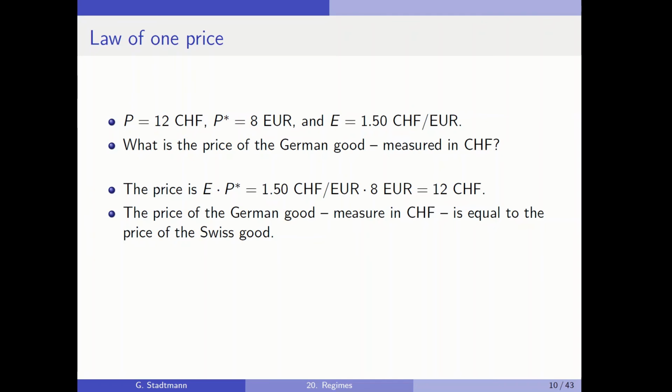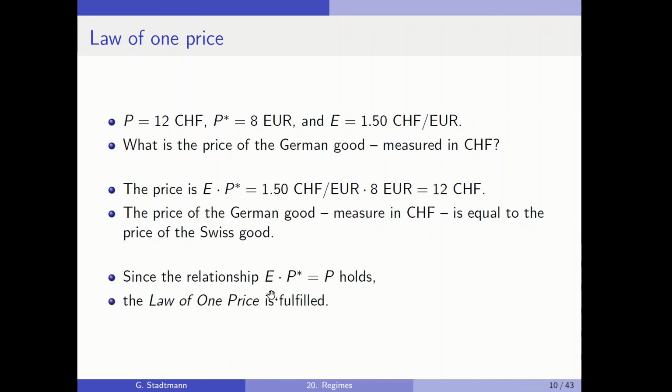The price of the German good measured in Swiss francs is equal to the price of the Swiss good. And since this relationship, exchange rate times the foreign price level, is equal to the domestic price level, the law of one price is fulfilled. The two goods have the same prices in the domestic and the foreign economy.